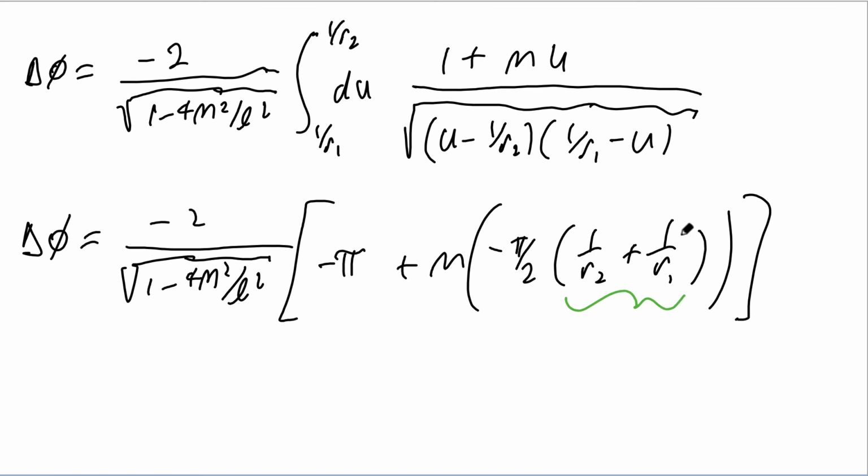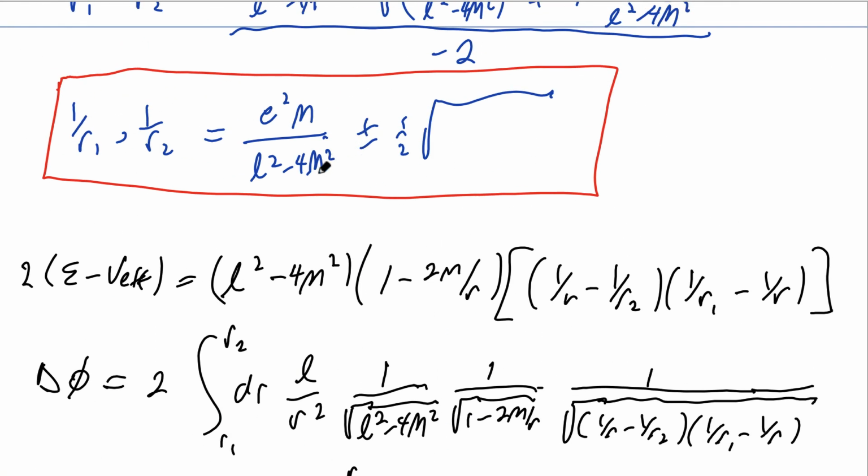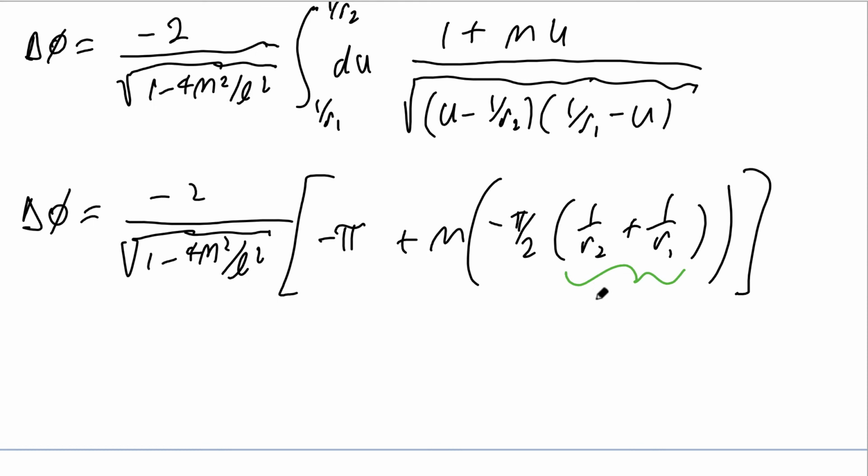Now the sum of these two roots we can find because we have the explicit results for the roots. When we add 1 over r1 and 1 over r2, the square root term cancels, and we just have twice this term. So 1 over r2 plus 1 over r1 is equal to 2 little e squared times m divided by L squared minus 4m squared. Let's simplify this result. Let's first cancel the minus signs. We also have a 2 here that cancels the 1/2 here.